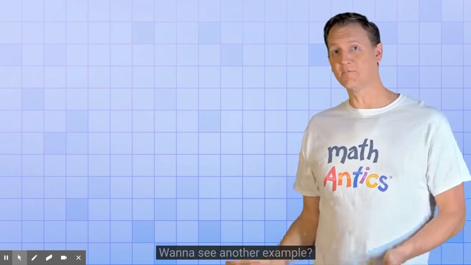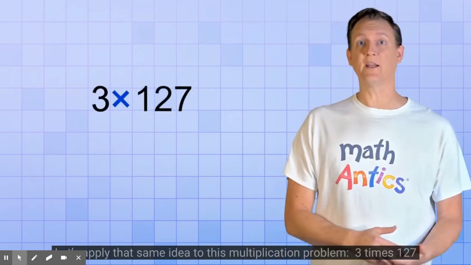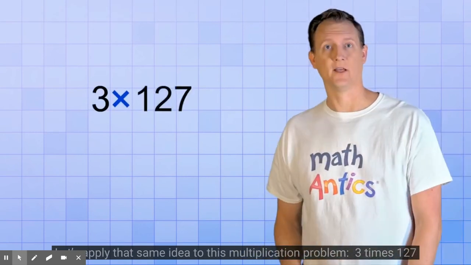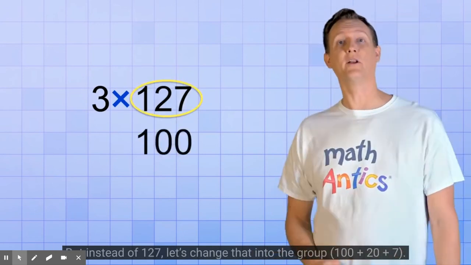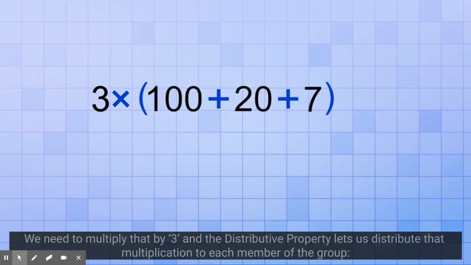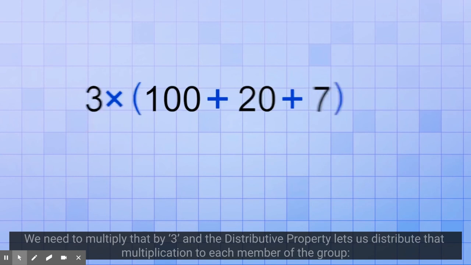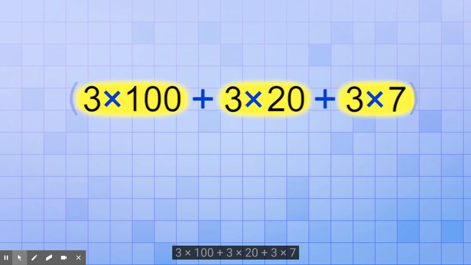Want to see another example? Let's apply that same idea to this multiplication problem. 3 times 127. But instead of 127, let's change that into the group 100 plus 20 plus 7. We need to multiply that by 3, and the distributive property lets us distribute that multiplication to each member of the group. 3 times 100 plus 3 times 20 plus 3 times 7.